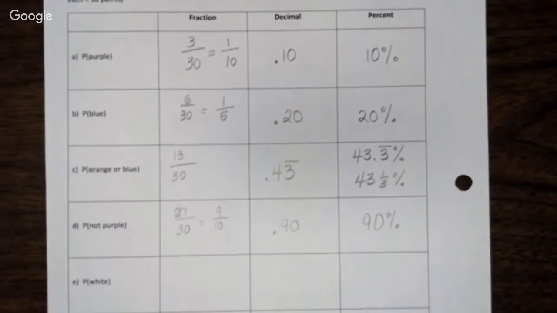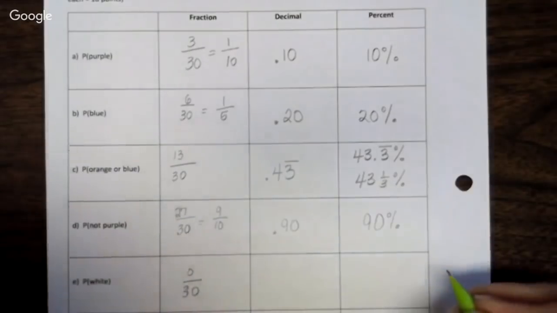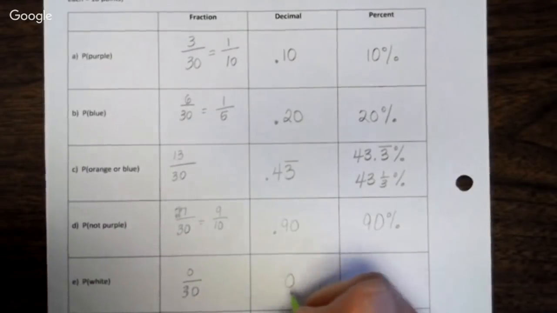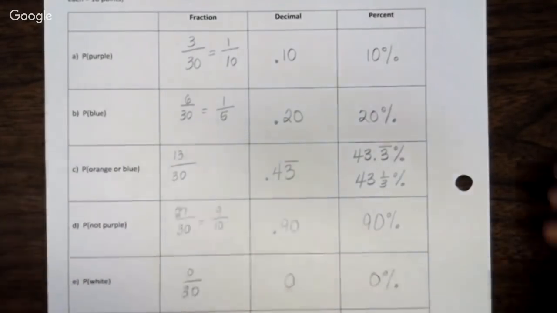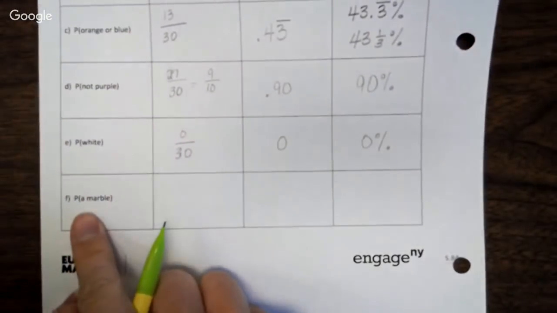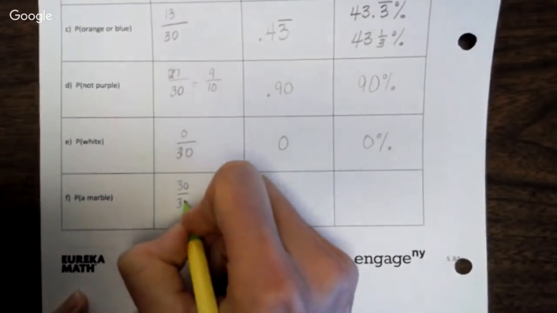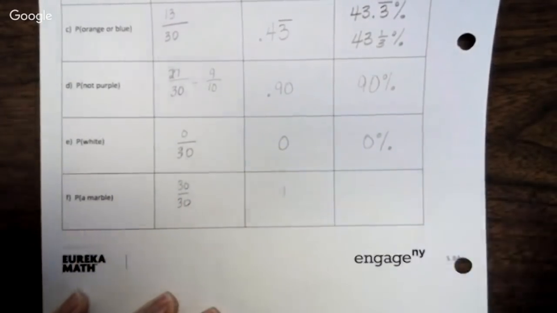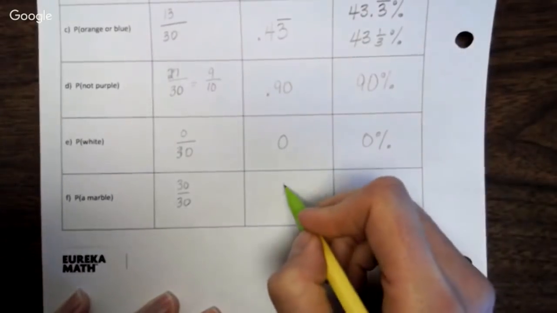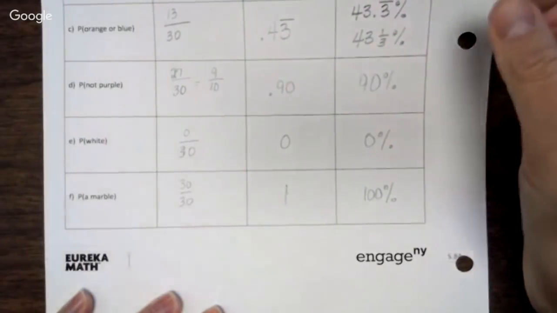Our probability of getting a white one, well, there's no white ones out of the 30. So that would be 0 or 0%. What is the probability that you're going to get a marble? Well, they're all marbles. So 30 out of 30 are marbles, which is 1 or 100%. So you will always get a marble when you draw.